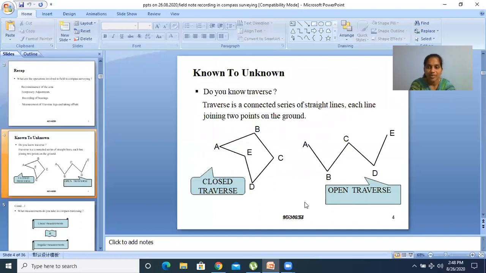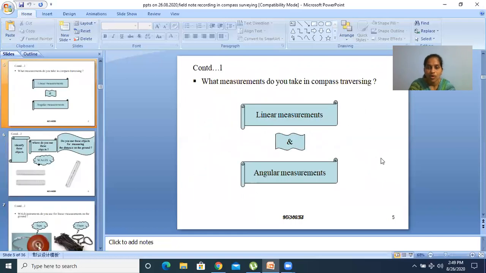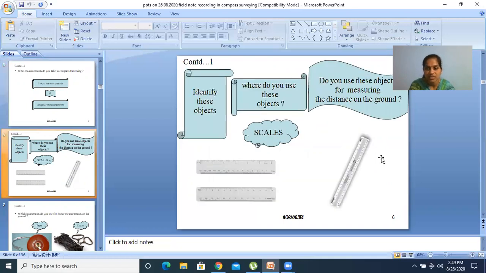Do you know what we mean by traverse? I have already explained it many times. A traverse is a connected series of straight lines, each line joining two points on the ground. The traverse may be a closed traverse like this one, or an open traverse like this one. What measurements do you take in a compass traverse? Linear measurements or angular measurements? You take both linear measurements and angular measurements in compass survey.